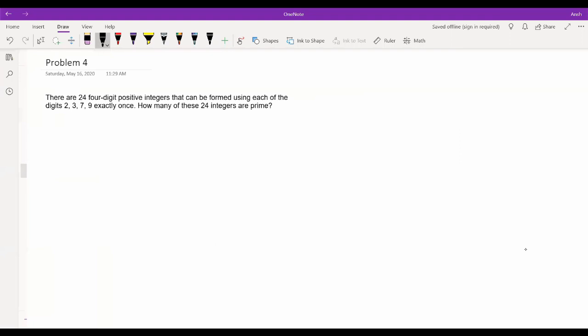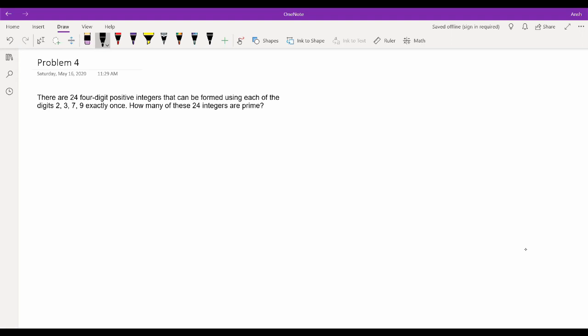Now we'll go into one more problem about digits. There are 24 four-digit positive integers that can be formed using each of the digits 2, 3, 7, and 9 exactly once. How many of these 24 integers are prime? So we can look at this question. This time we want to find primes.